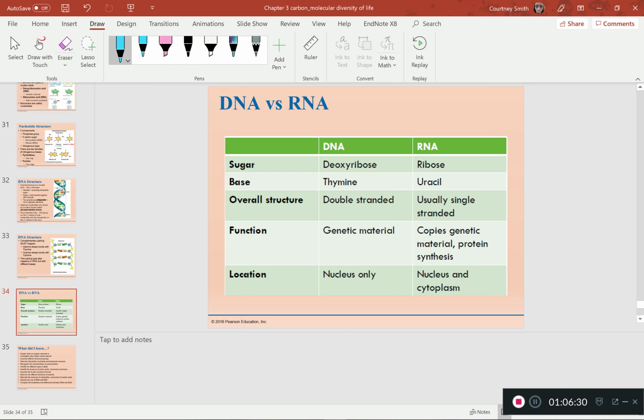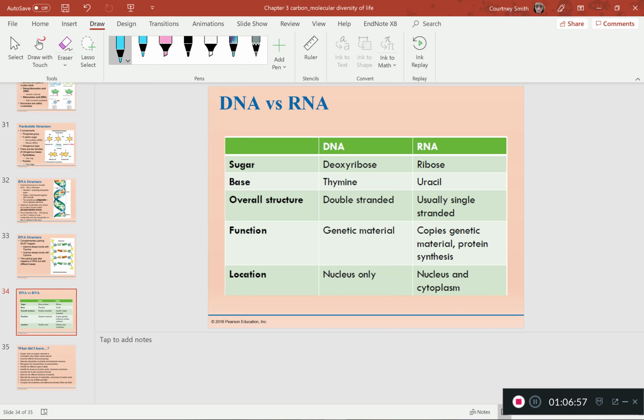And then where DNA can be found is in the nucleus. Nucleus only. That is the only place where you will ever find DNA in terms of eukaryotes. RNA is originally made in the nucleus, and it does have the potential of leaving the nucleus, but it does not leave the cell. It stays within the cell and just floats around in the cytoplasm.